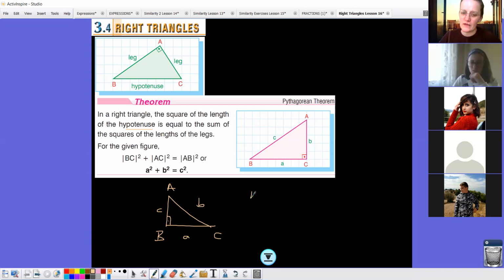B square is equal to A square plus C square. So it doesn't mean that always it has to be like A square plus B square is equal to C square. You will check your triangle, which one is the hypotenuse. That one, the square of that side will be equal to the sum of the squares of the other sides, okay?